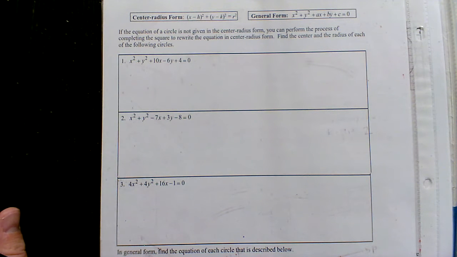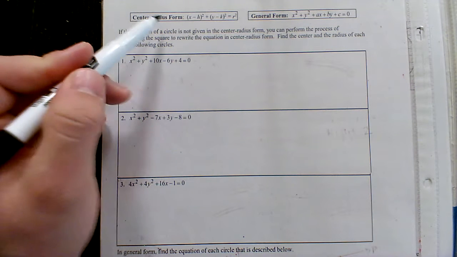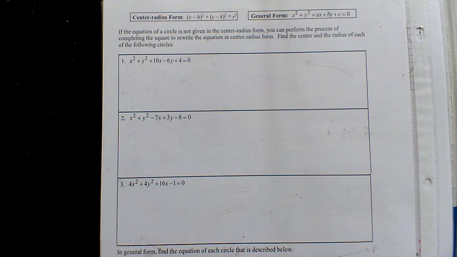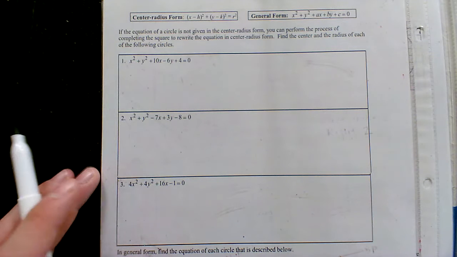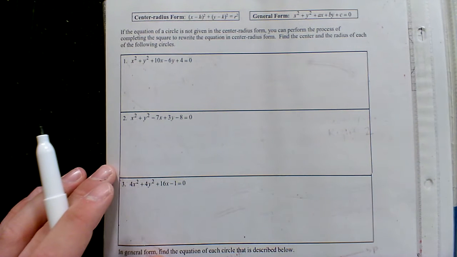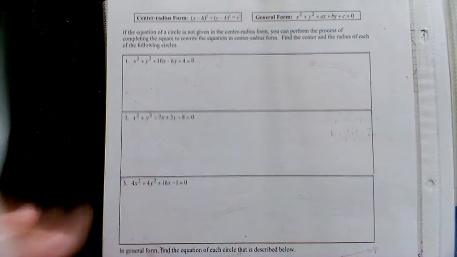If the equation of a circle is not given in the center radius form, you can perform the process of completing the square to rewrite the equation in center radius form. Find the center and the radius of each of the following circles. So what we're given here, we are given general form. And they're telling us that we have to use completing the square to actually find the center radius form.